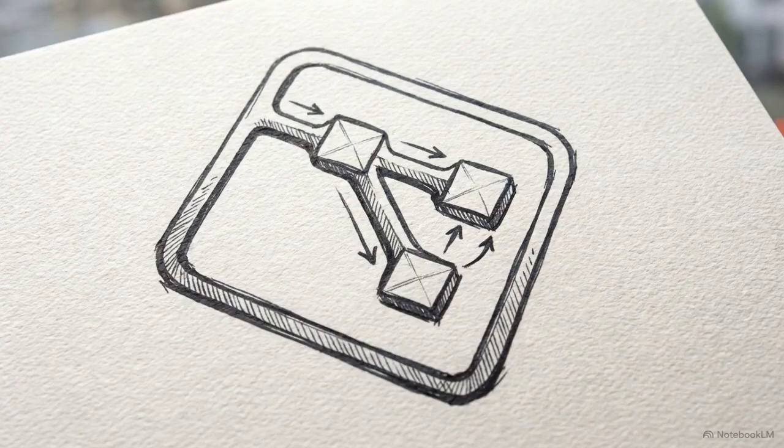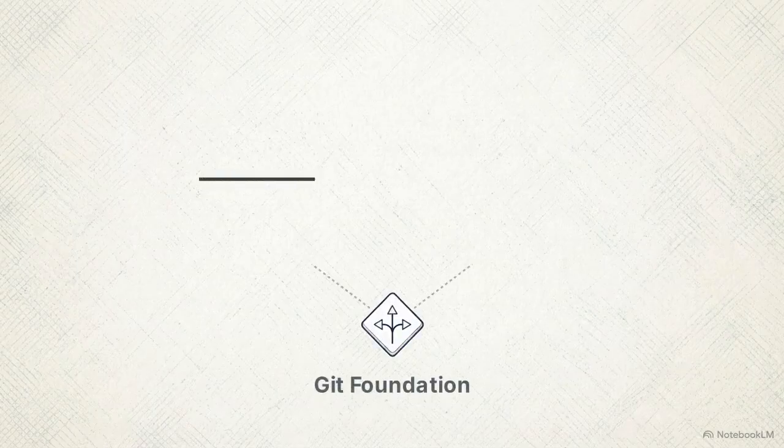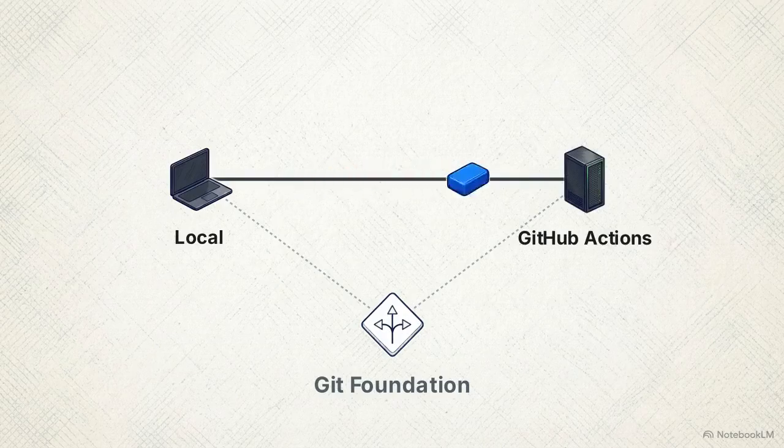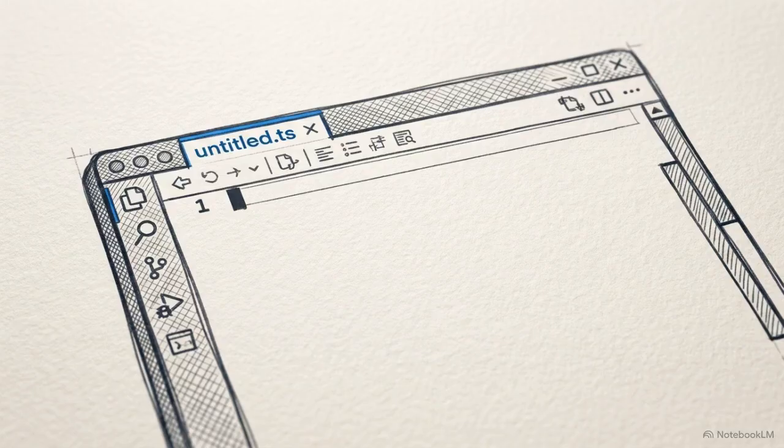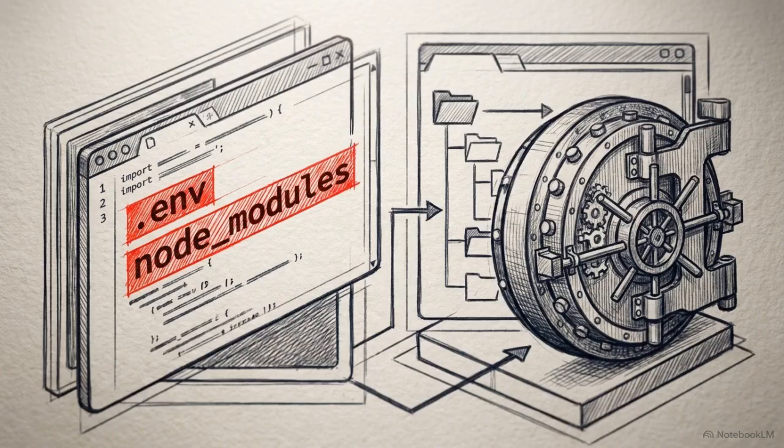Step 1 is establishing version control. Git is the foundation, because our automation requires a physical code push to activate. Before you push anything, you need to create a .gitignore file. This tells Git exactly what to exclude, specifically environment variables containing your passwords and local database volumes.